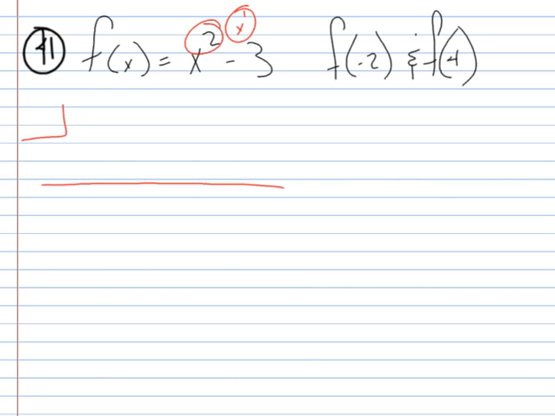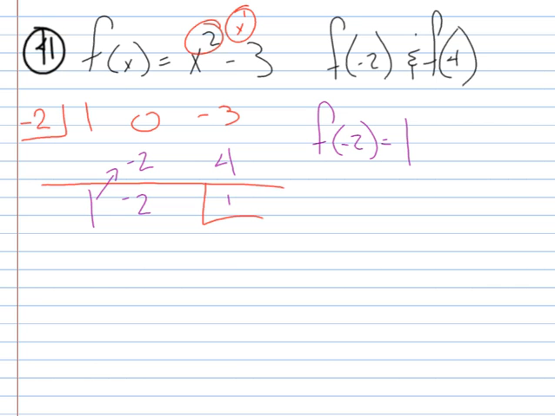So I'm going to go through here and put my negative 2 here. I put 1, 0, negative 3. Right here is where my solution is going to end up. Using my synthetic division, I bring my 1 down. I multiply, that's negative 2. I add, that's negative 2. I multiply, that's 4. And this is going to be 1. So therefore, f of negative 2 equals 1.